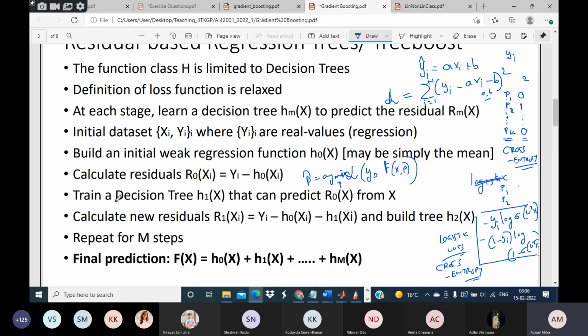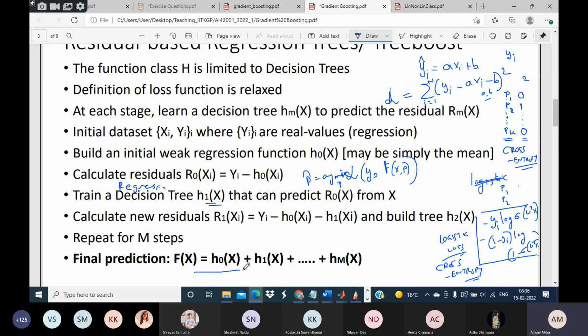Then you train a decision tree, or a regression tree, that predicts this R naught x from x, and you can call this regression tree h1x. This will give you the next round of residuals, R1x. Accordingly, you build another regression tree h2, which takes the feature vector as input and tries to map them to these second level residuals, and this whole process continues for m steps or till convergence.